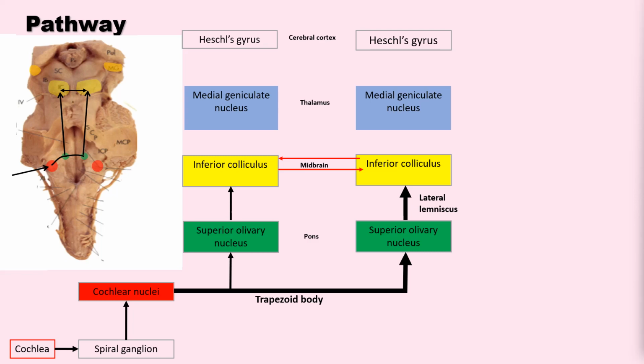From the inferior colliculus, they ascend further to the medial geniculate nucleus of the thalamus via a tract called the inferior brachium. After synapsing at the medial geniculate nucleus, they then travel to Heschl's gyrus.